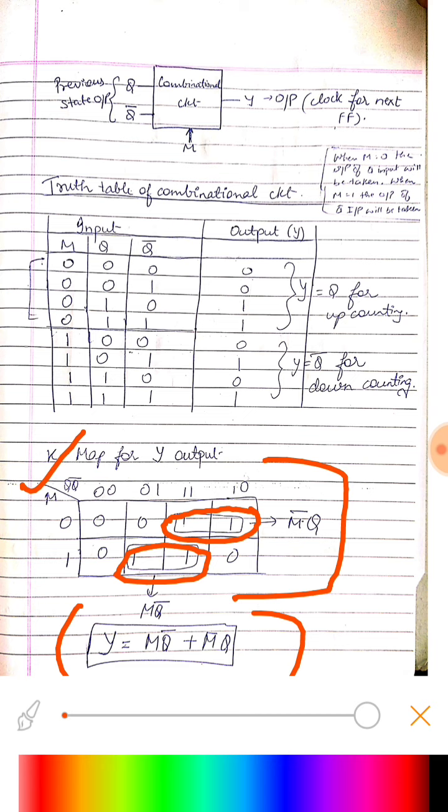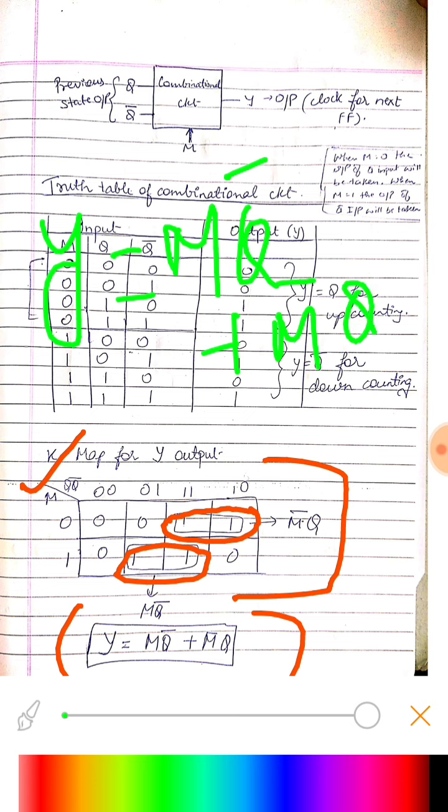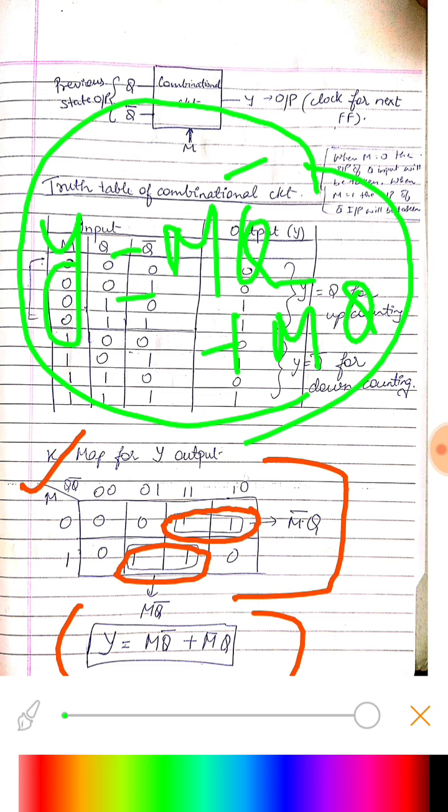So there is one more circuit with which you can implement this to select the Y here. As you can see, our Y is coming out to be M Q bar plus M bar Q. So I think you all know multiplexers. It is nothing but the output of a 2-bit multiplexer that can select from 2 bits, and the select line can have values 0 and 1.